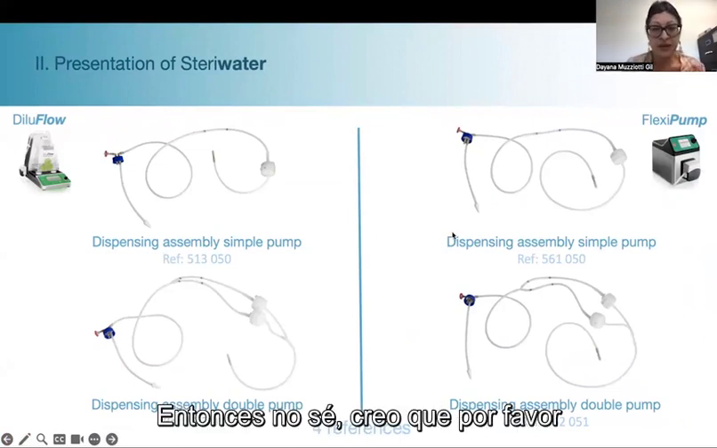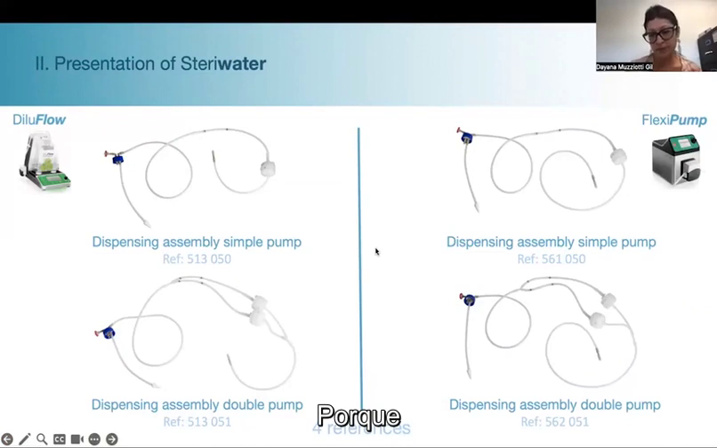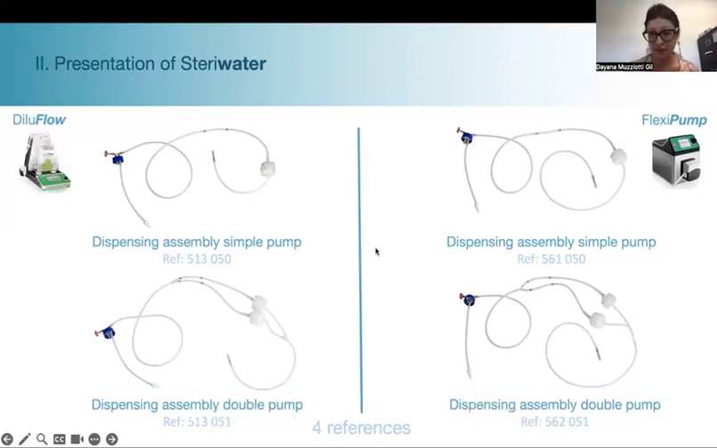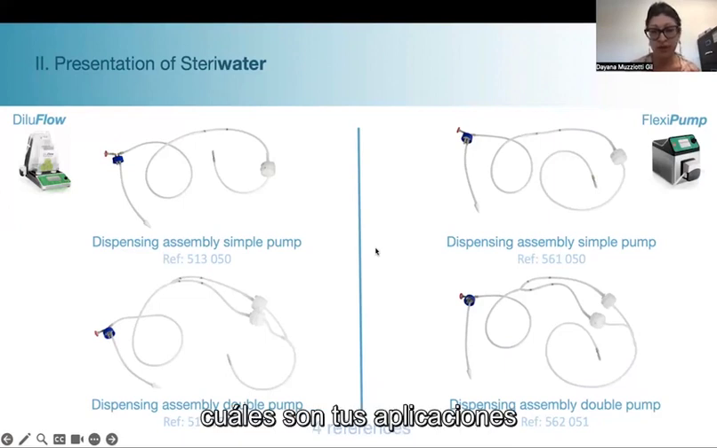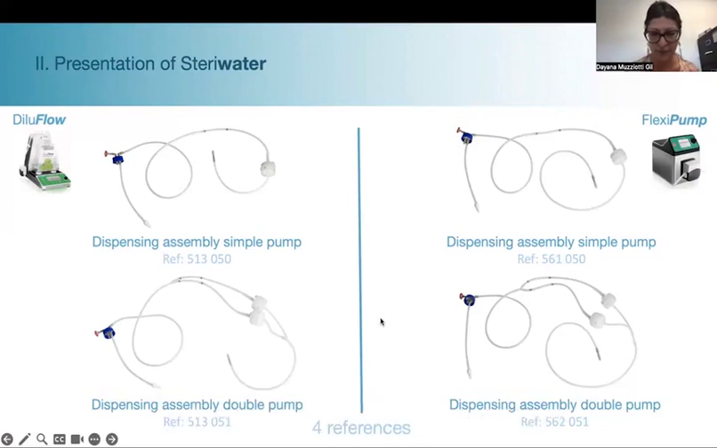For this attendee, please send me an email and give me some application information, because we adapted the steady water to our dilute flow and our FlexiPump. I need to check what your applications are and how your system is. So please reach out to me. My email is Muzziotti@intersciencelab.com, okay?